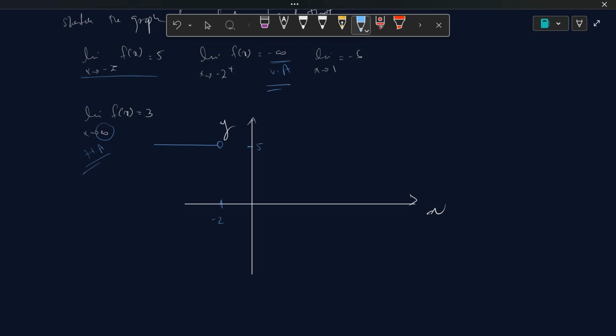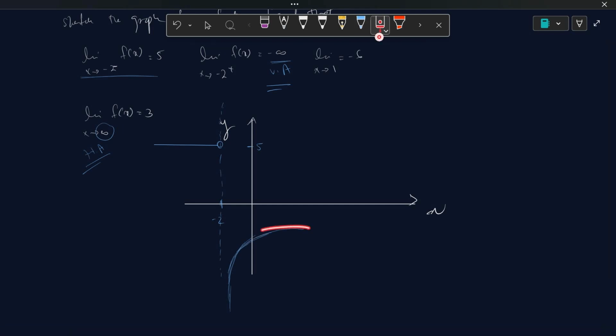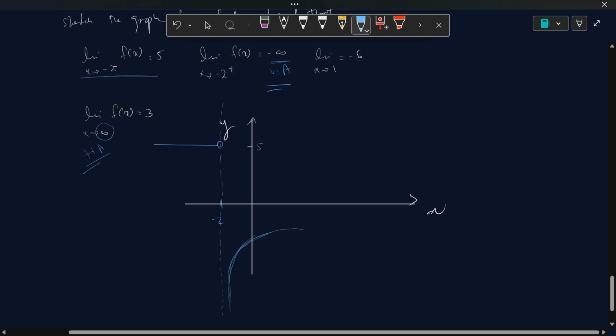If you're approaching from the right side, the limit does not exist at -2 as a finite number. We know that as you approach from the right side, it has to approach -infinity. From the right side, the values are getting close to -infinity as you approach -2. So there's an asymptote at -2 because these values are going to -infinity. Now let's move on to the next one.